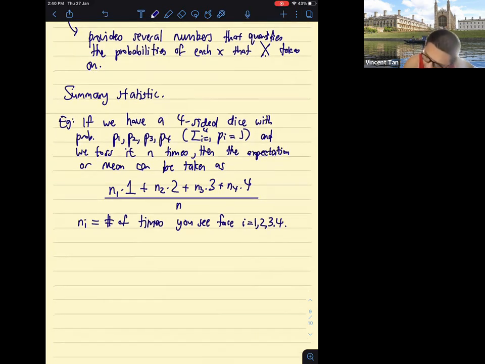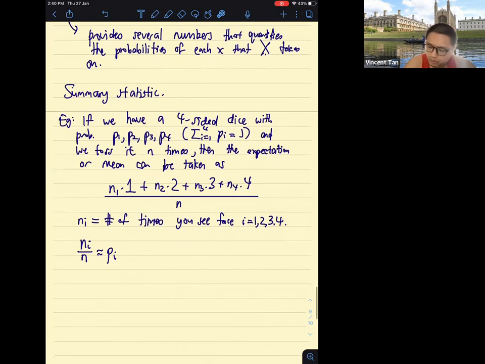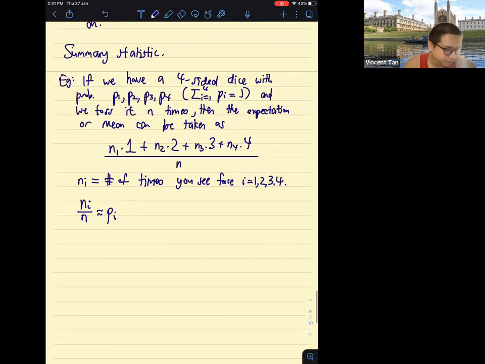All right. But then you can imagine that ni over n is approximately pi, okay? So ni is the number of times that you see i, and pi is the probability of seeing i. So the average number of times you see i, which is this ni over n, should be about the probability, right? So for a fair die with four faces, the probabilities are 1/4. So maybe about 1/4 of the time you will see i. That's also called relative frequency in the homework set. All right, but never mind, I don't use this term relative frequency. So it makes sense to talk about the expectation as this particular quantity.